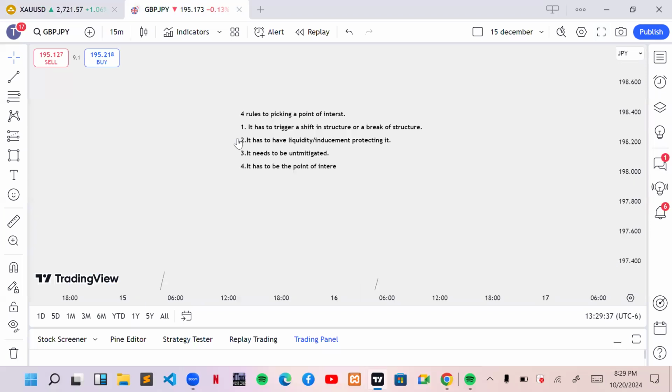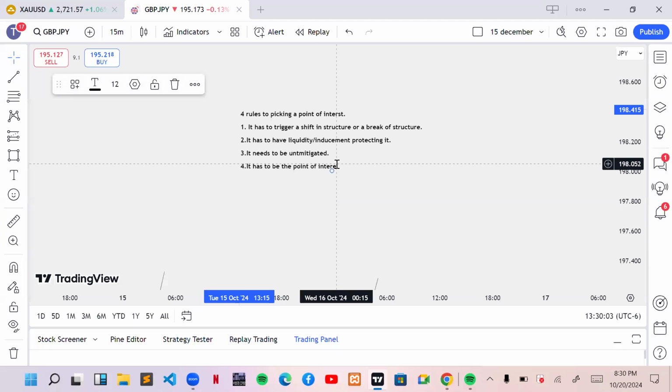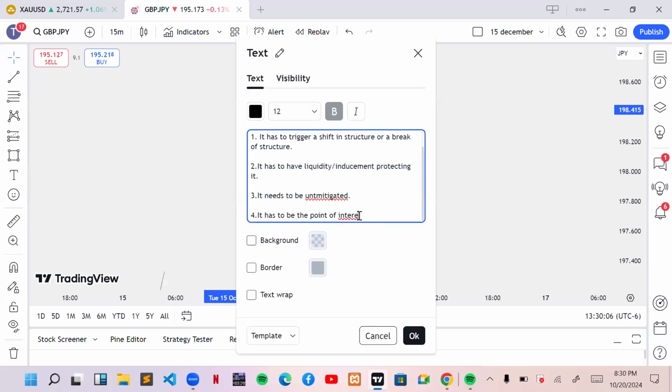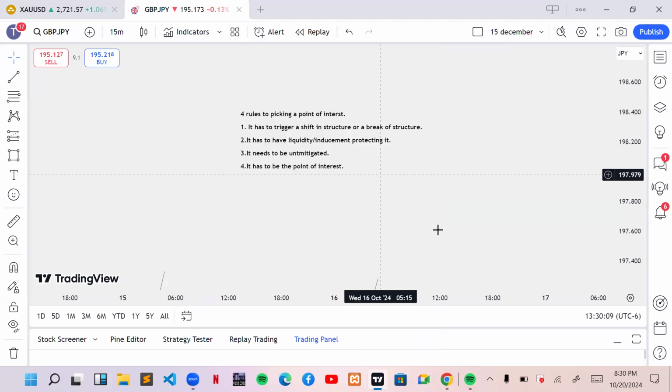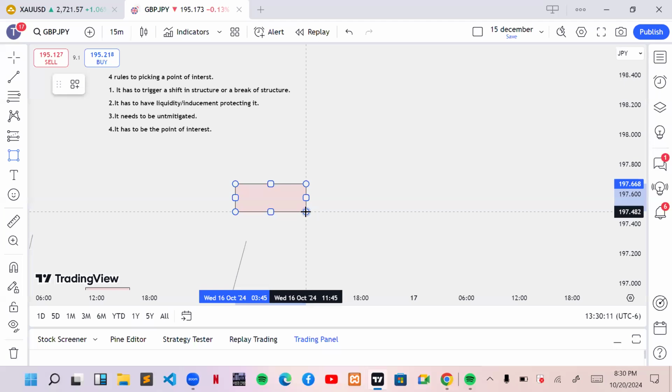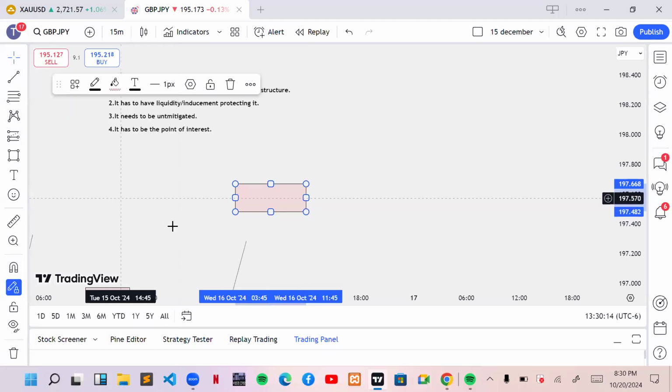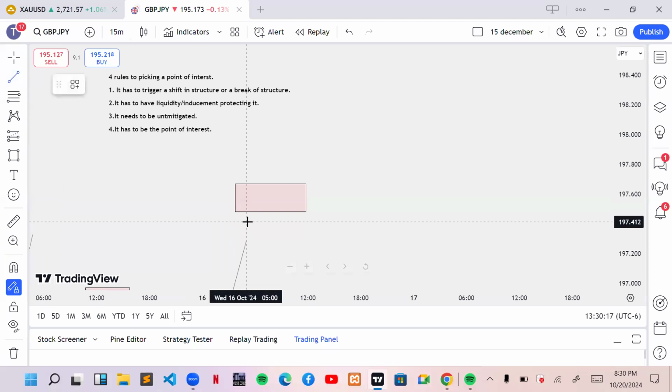So the first rule says it has to trigger a shift in market structure or a break of structure. The second rule says it has to have liquidity protecting it. The third rule now says it needs to be unmitigated. Now, what is mitigation? After market breaks structure or has a shift in market structure, the market comes back to tap into a point of interest. That is what mitigation is. Mitigation is only valid when it happens after a break of structure or a shift in market structure. So, for example, this is our order block right here, and the market breaks past that zone, and market breaks past that zone.